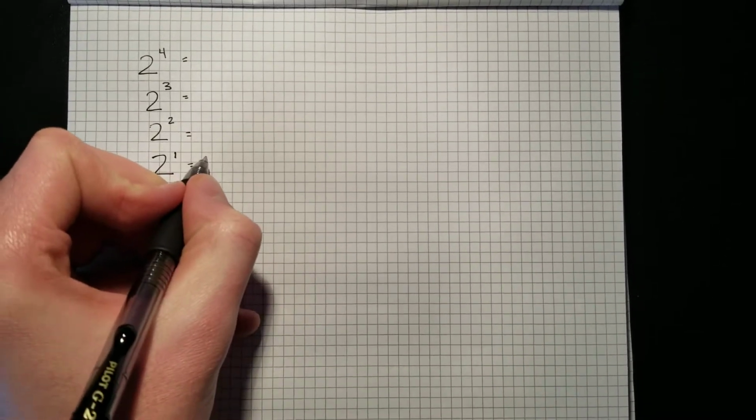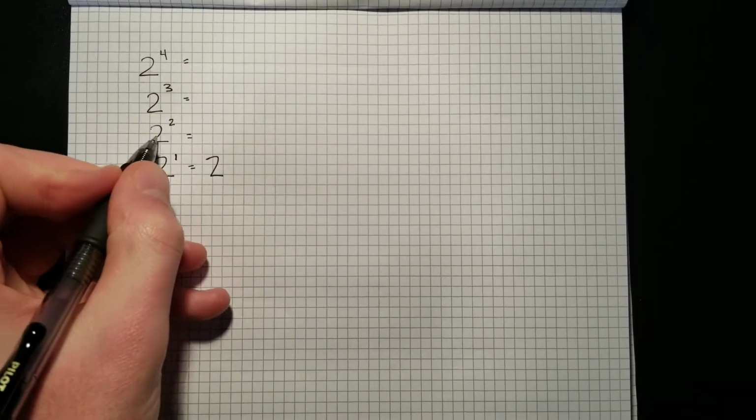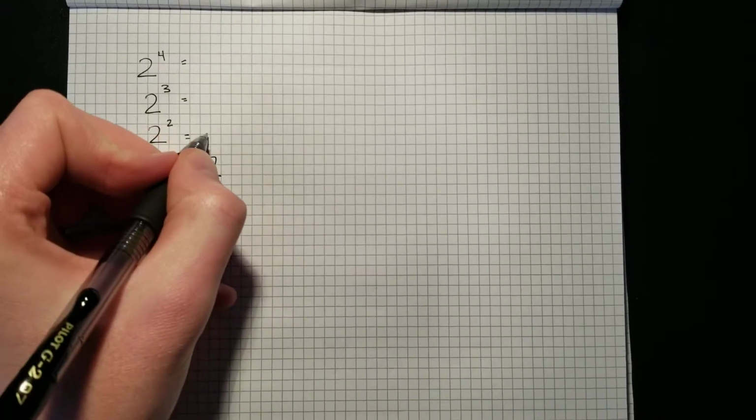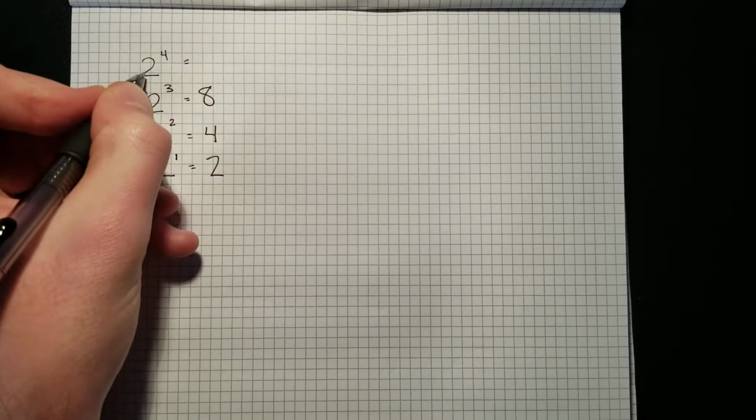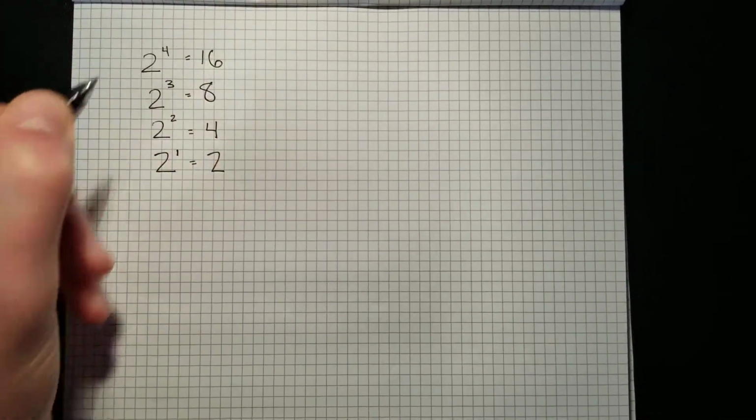2 to the first, well, that's just 2 times itself once, that's just 2. What is 2 squared? Well, that's just 4. 2 to the third, it's 8. And 2 to the fourth, 16.